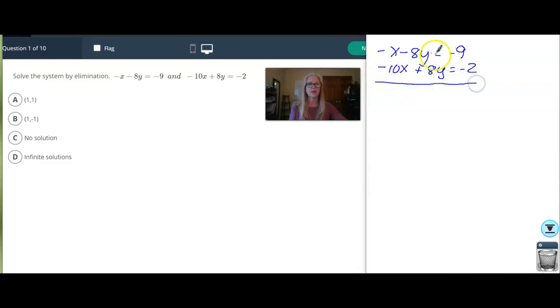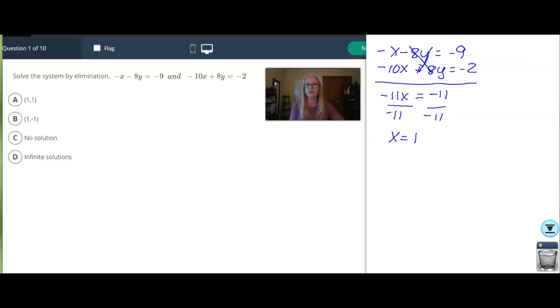As I promised, there are 2 terms that are exact opposites. We have -8y and positive 8y. Those will cancel each other out, leaving us with just an x variable. -1x and -10x equals -11x equals -9 plus -2 equals -11. So then to get x by itself, we just divide both sides by -11, and we get x equals +1.